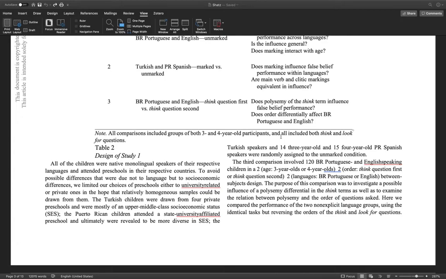All of the children were native monolingual speakers of their respective languages and attended preschool in their respective countries. To avoid possible differences that were due not to language but to socioeconomic differences, we limited our choices of preschool either to university-related or private ones in the hope that relatively homogeneous samples could be drawn from them. The Turkish children were drawn from 4 private preschools and were mostly of an upper middle class SES. The Puerto Rican children attended a state university affiliated preschool and ultimately were revealed to be more diverse in SES.